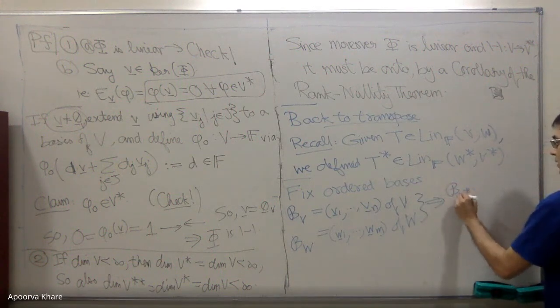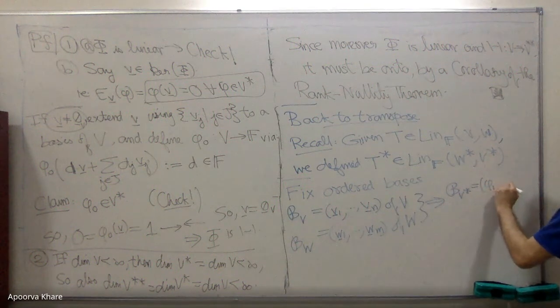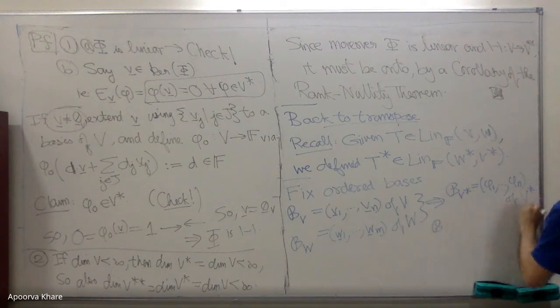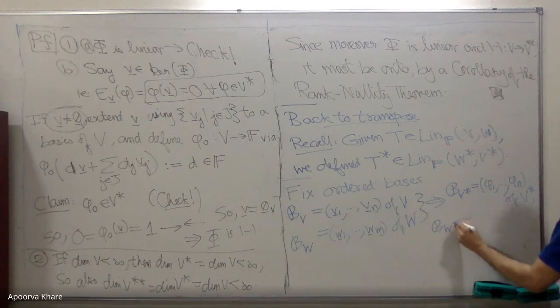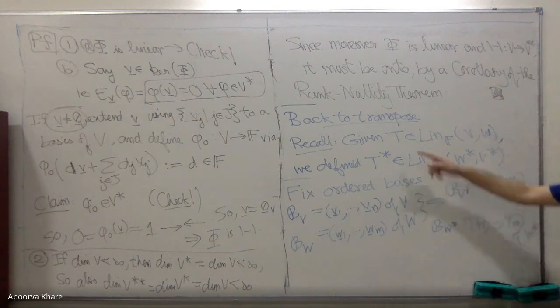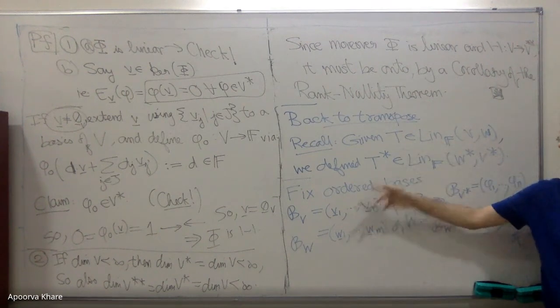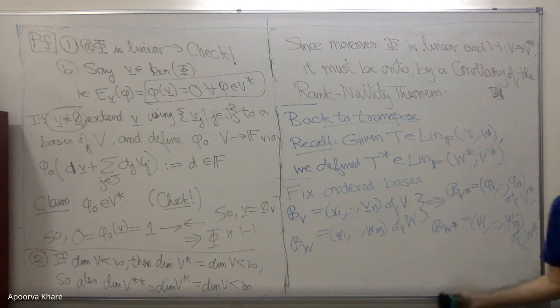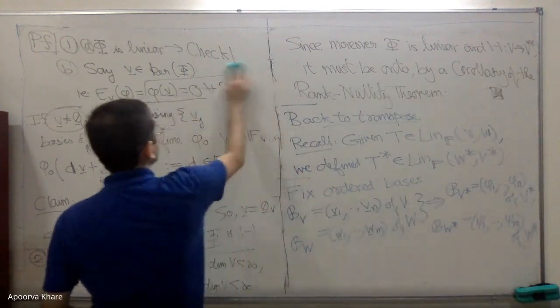V star equals phi1, ..., phi n of V star, and W star, let's call this psi1, ..., psi m of W star. Okay, then I have two different matrices. There is the matrix of T with respect to these two bases, and there is the matrix of T star with respect to these two bases. The question is, how are these two matrices related? That is the point of the next result.